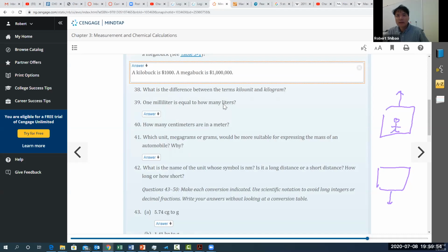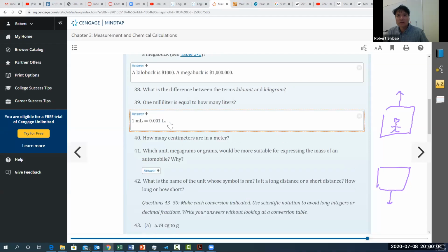1 milliliter is equal to how many exactly? Exactly 1,000 milliliters in a liter. So 1 milliliter is 1/1,000th of a liter. It's in different ways. A milli is 10^-3. And so we could do that here if we want to go the other way.